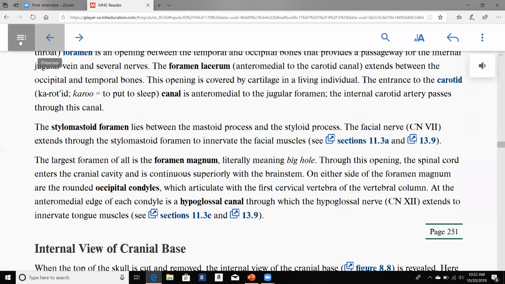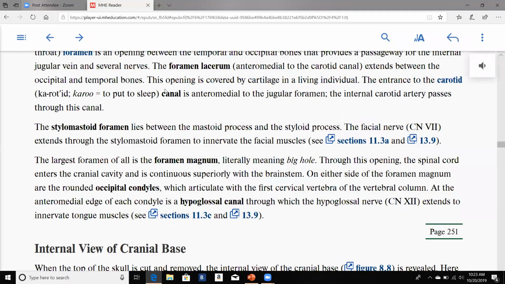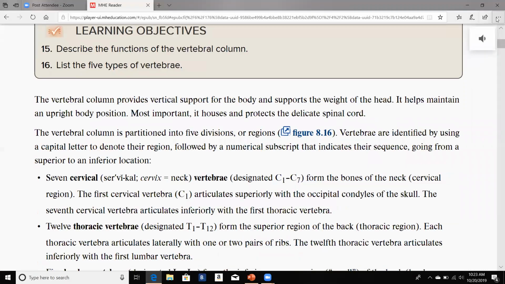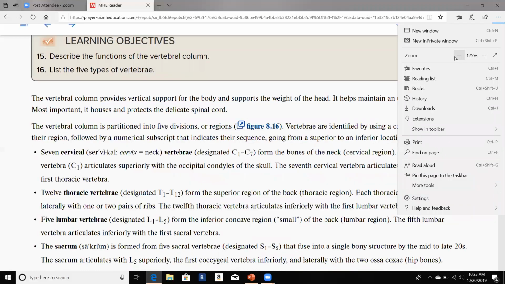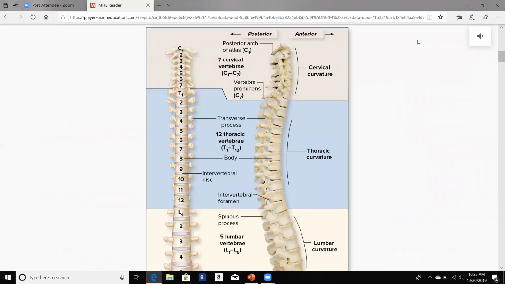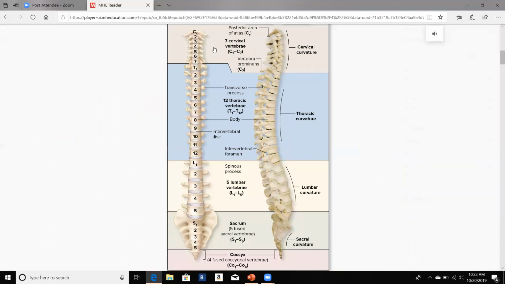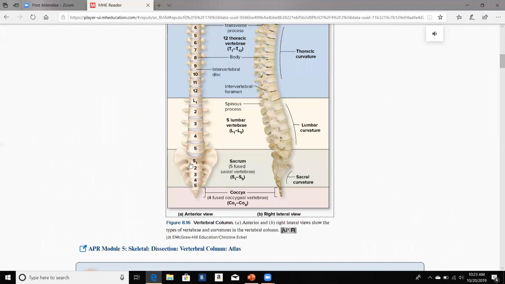Next, we're going to move to the vertebra. Okay, and let's zoom out. I stated on your review that you need to be able to differentiate between the cervical vertebra versus the thoracic and lumbar vertebra. So you may have one sitting on the table and you need to know not only which vertebra it is, but also all the bone markings of the vertebra.